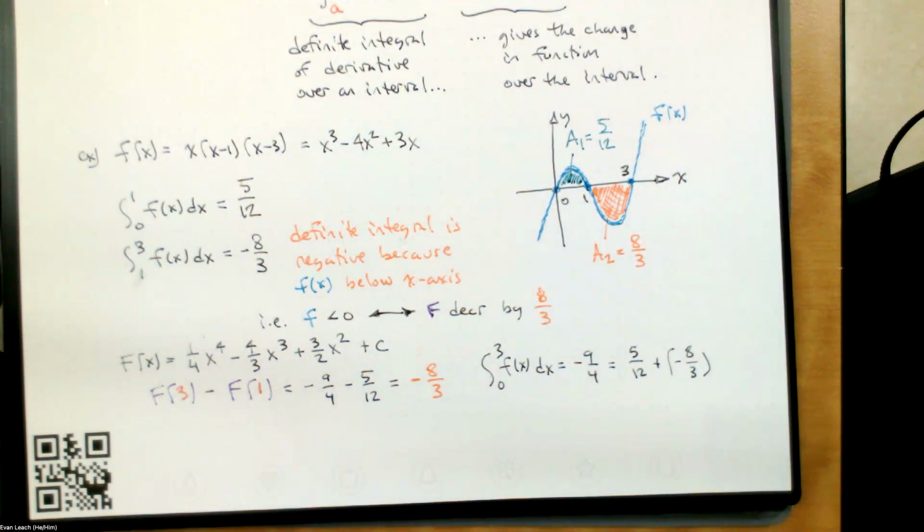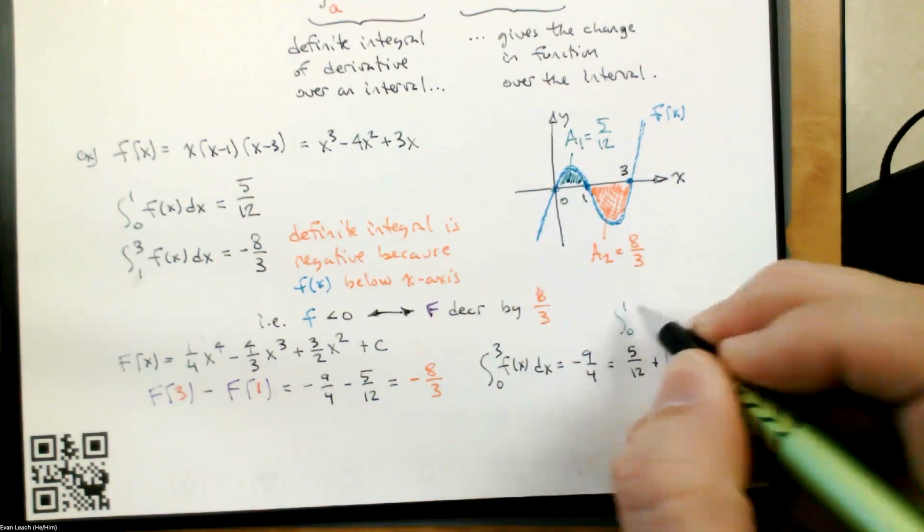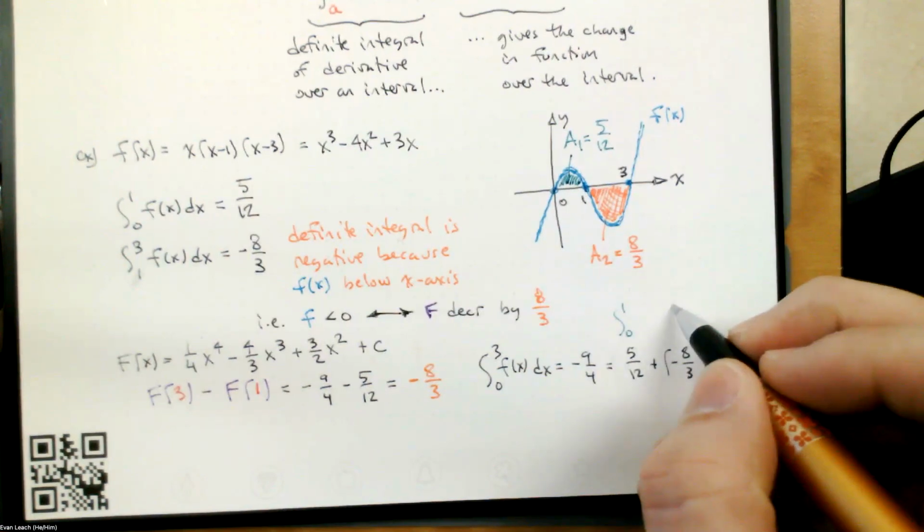It makes sense that we should just add these areas up because that's how we find total area. We just add up all the areas. That was the whole idea behind doing this calculation. Calculate the areas of a bunch of rectangles and add them up. So if we take the positive 5/12 area from 0 to 1 and add the -8/3 area from 1 to 3, we get -9/4. Questions? 5/12 is the integral from 0 to 1. -8/3 is the integral from 1 to 3.